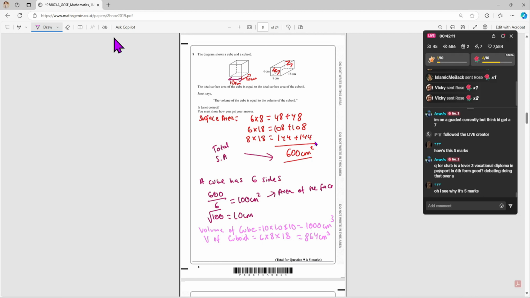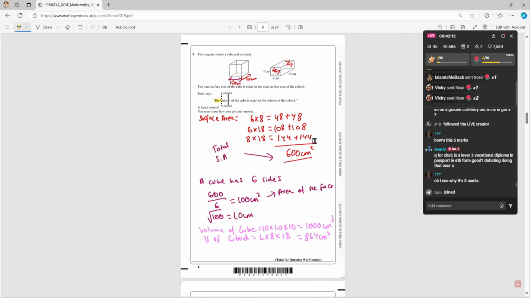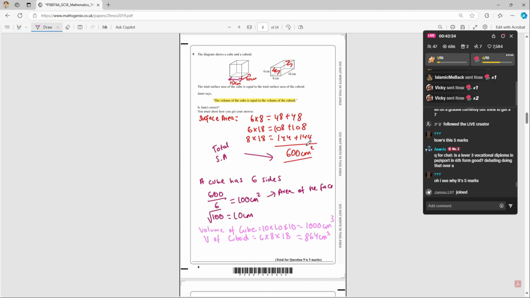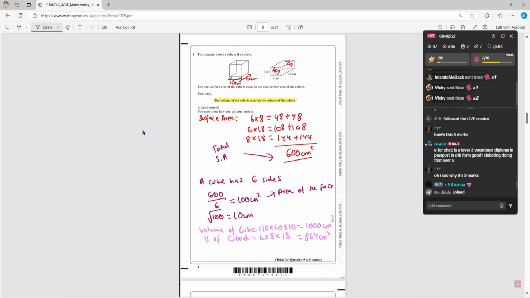So now our final question. Janet says that the volume of the cube is equal to the volume of the cuboid. So in the chat, tell me, is she wrong or is she correct? Is Janet wrong or correct? No or yes? Is she correct or not?